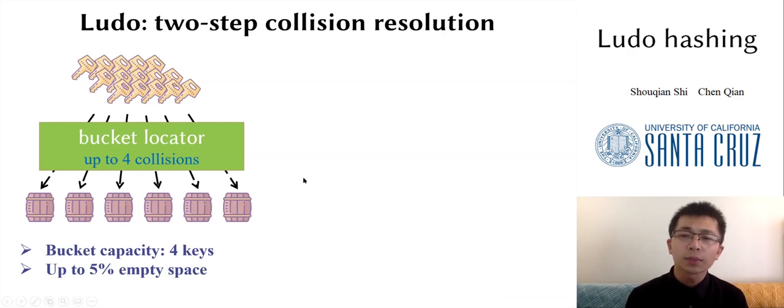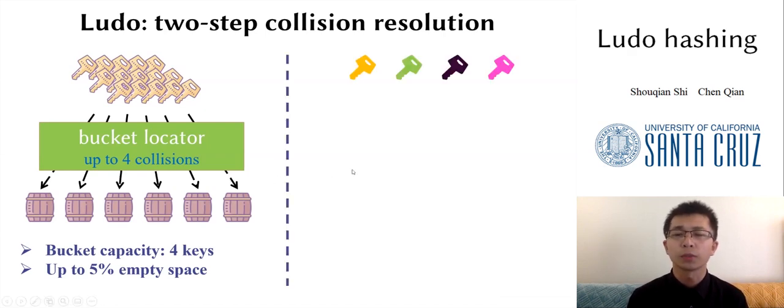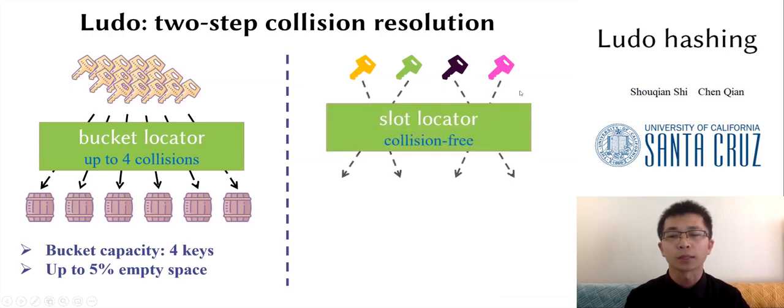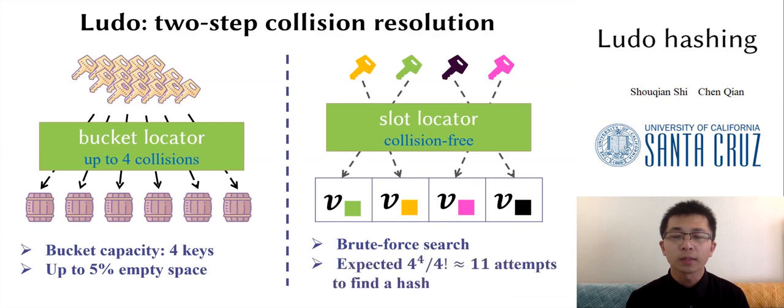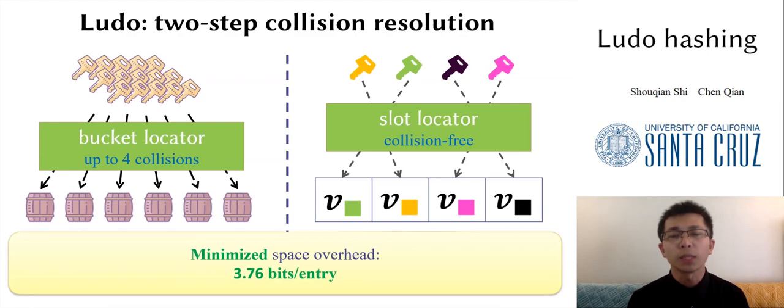We call the mapping a bucket locator. In the second step, another mapping is found to perfectly resolve the up to 4 clearance in a bucket. We call this mapping a slot locator. The slot locator is calculated via brute force. We enumerate on the hash seeds and see if the derived hash function can map the 4 keys into the 4 slots without clearing or not. Ludo is designed based on this simple idea, and it minimizes space cost to less than half a byte per key.